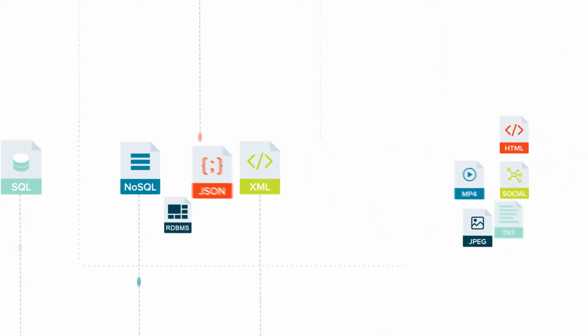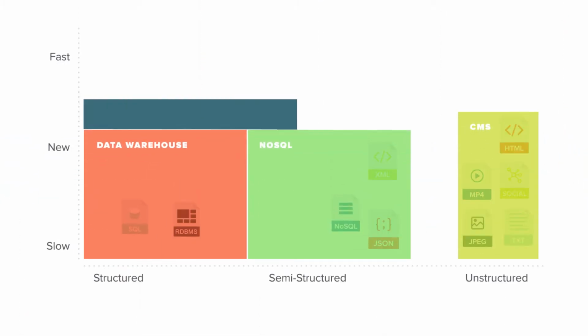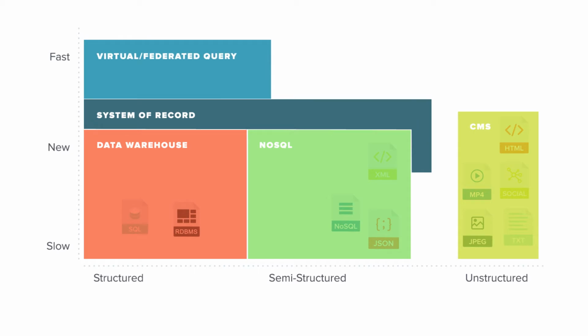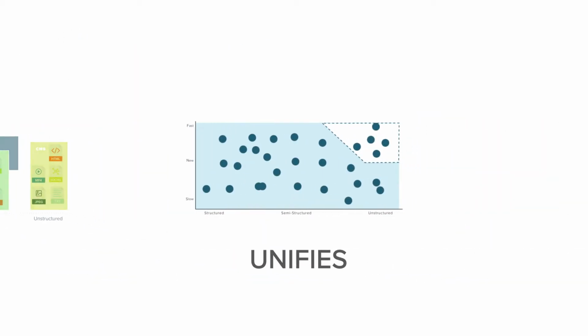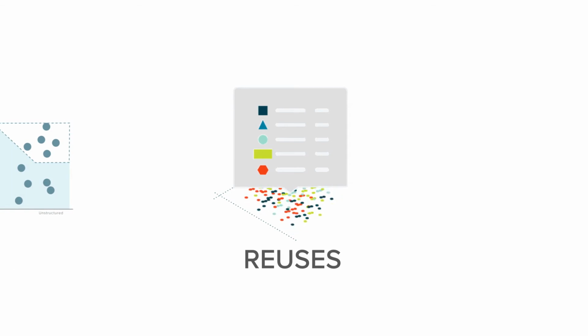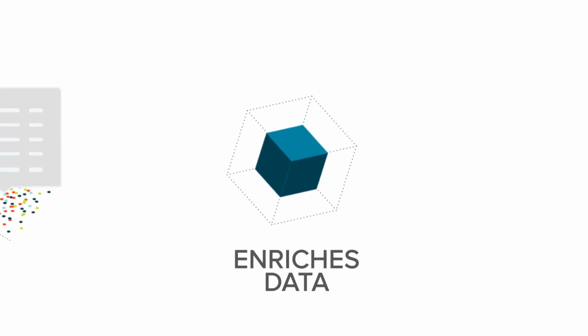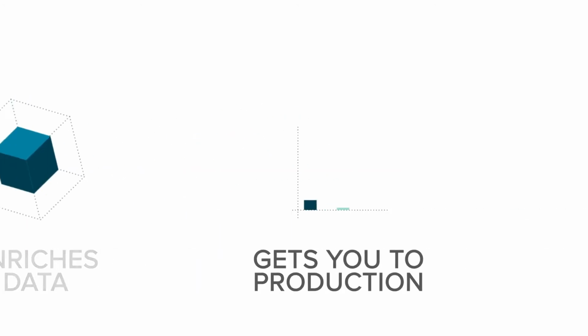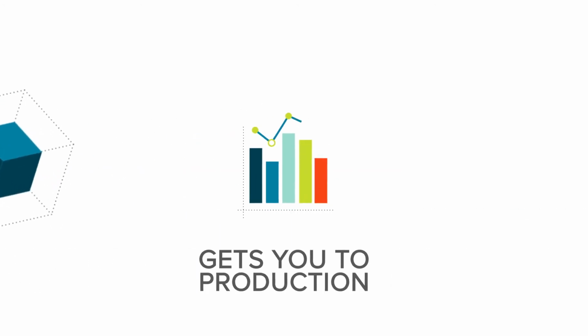Stardog combines a cutting-edge graph database with a world-class knowledge toolkit. With this combination, Stardog unifies all your disparate data, reuses data models so you save on time and resources, enriches data by leveraging machine learning and AI, and gets you to production quicker than ever.